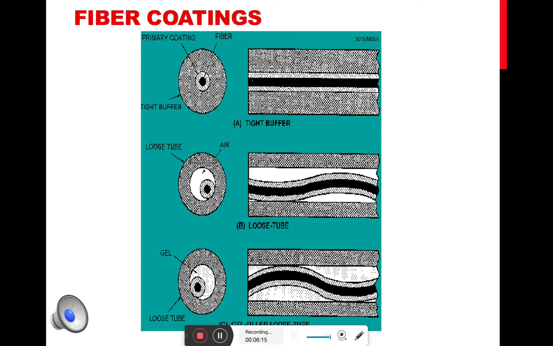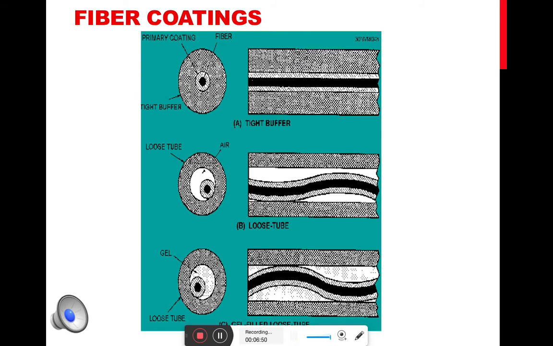So we have an optical fiber. On top of the optical fiber we have a primary coating. After the primary coating we have air, some space of air. After some space we give a buffer jacket. It is not tightly bound to the primary coating or the optical fiber as in the above case. The third one is gel filled loose tube. In gel filled loose tube, the only difference is that instead of air, we give a gel.